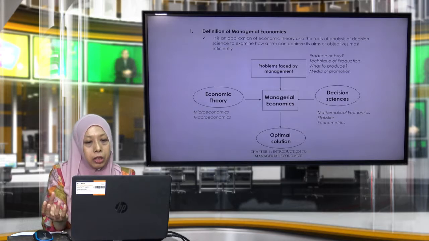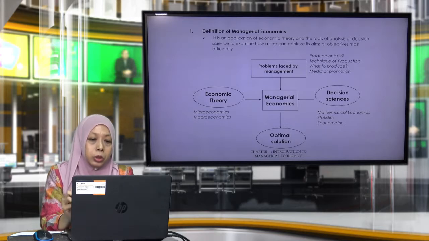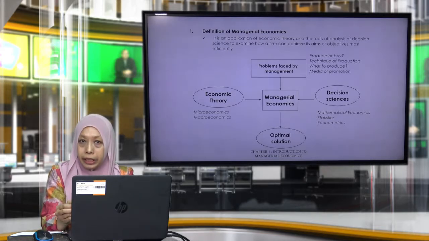Another thing that we're going to look at is decision sciences. This is where we're going to apply some mathematical concepts and econometrics. We're going to combine these 2 things to solve the problems, and the solution that we would like to find is the optimal solution, or the best solution. I hope that by now you have an idea what managerial economics is all about. Let us now proceed with the circular flow of economic activity.